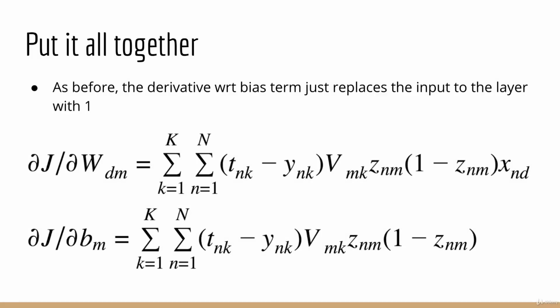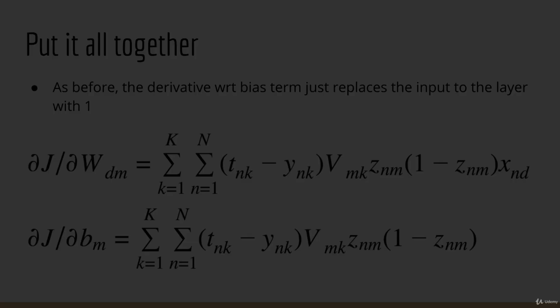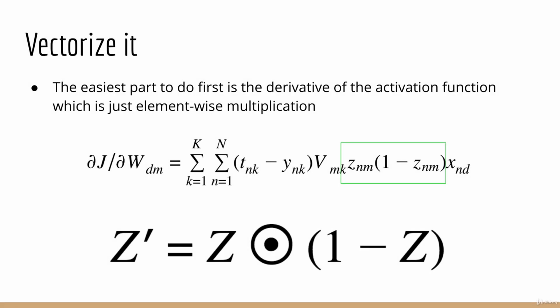Finally, we can plug in all the derivatives we just found to arrive at our final answer. As before, for the bias term, we just replace x with 1. The next step is to vectorize these gradients for our implementation, which is not as easy as it was for the previous lectures. This is because it involves quite a few more terms, but it also involves some element-wise multiplication, which is not the same as proper matrix multiplication.